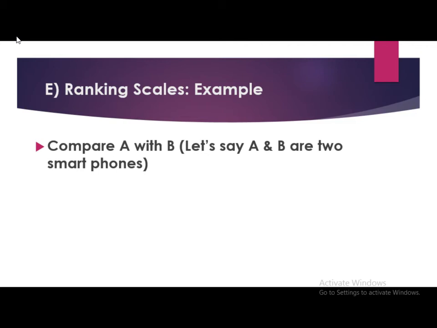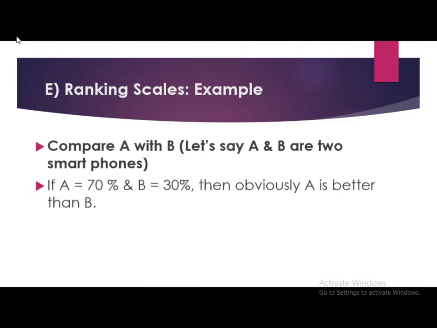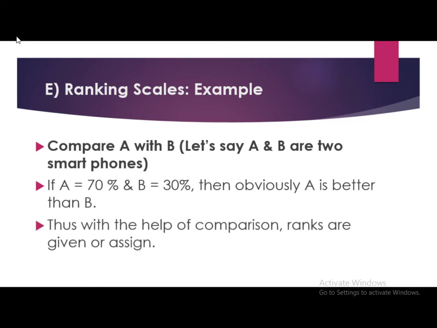Now we will take an example, compare A with B. Let's say A and B are two smartphones. If A equals 70% and B gets 30%, then obviously we will say that A is better than B. Thus, with the help of comparison, ranks can be given or assigned. So this is a simple example where only two objects or two persons are there, and we have to directly compare A with B or X with Y.